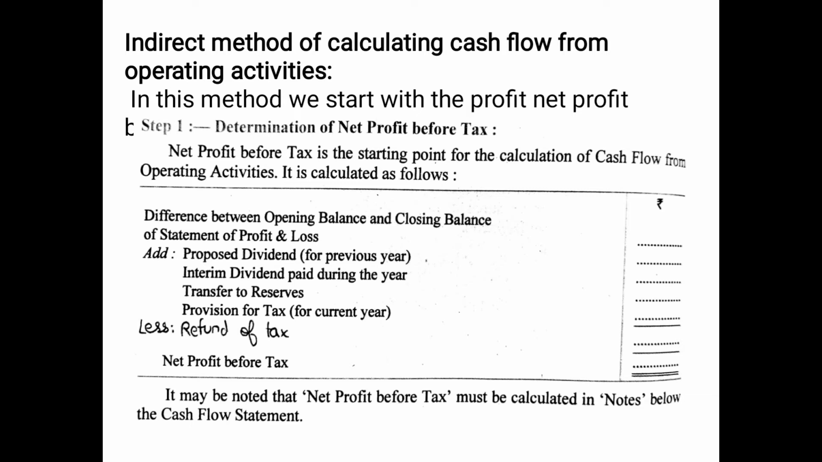So there are 4 items which need to be added to the current year profit or loss, which will be calculated as the difference between the opening and the closing balance of the statement of P&L. The 4 items which need to be added back are the proposed dividend of the previous year, then interim dividend paid during the current year, then transfer to reserves, and lastly provision for tax for the current year.